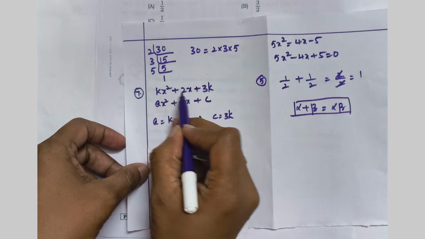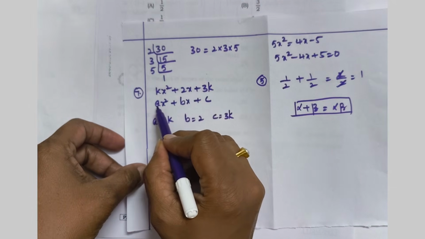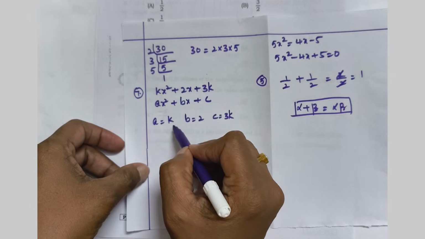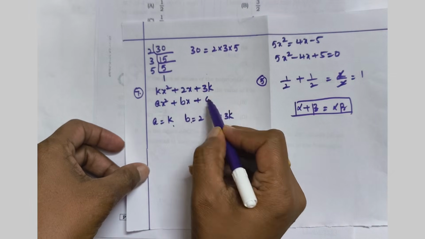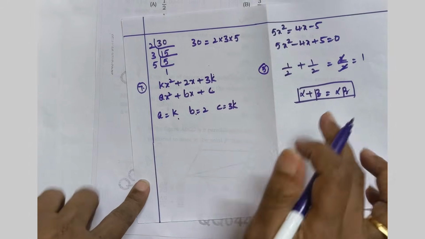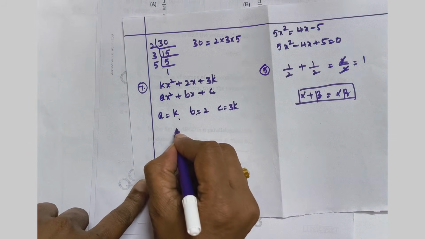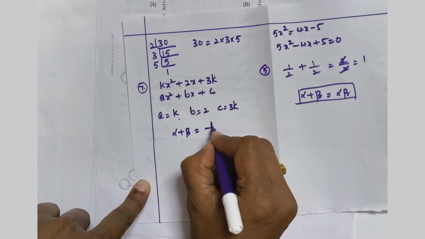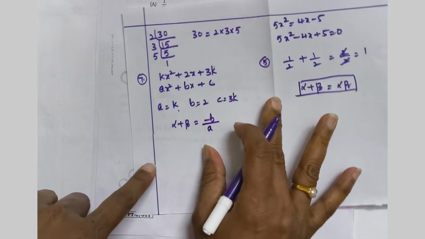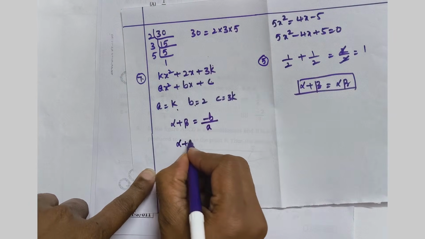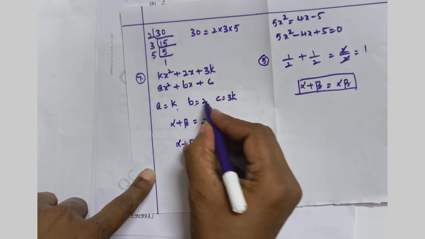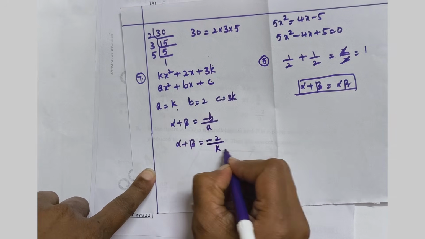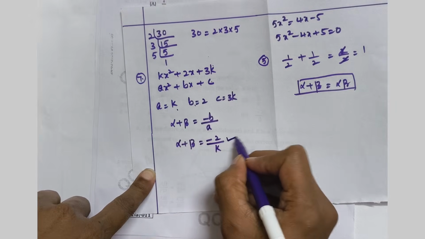So this is the equation kx square plus 2x plus 3k. Which form is there? Ax square plus bx plus c form is there. A means k, b means 2, c means 3k. First we will do sum of zeros. Sum of zeros means alpha plus beta. Alpha plus beta is equal to the formula minus b by a. So alpha plus beta is equal to minus b, means minus 2 by k.